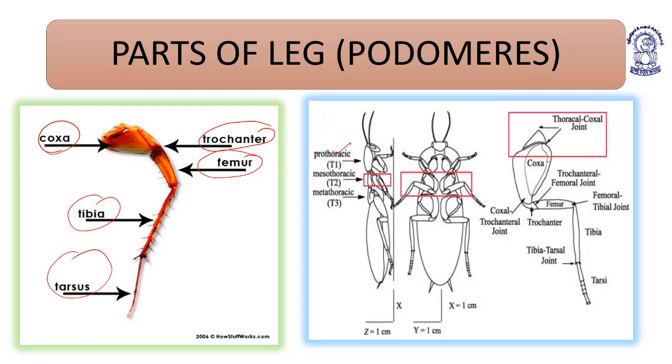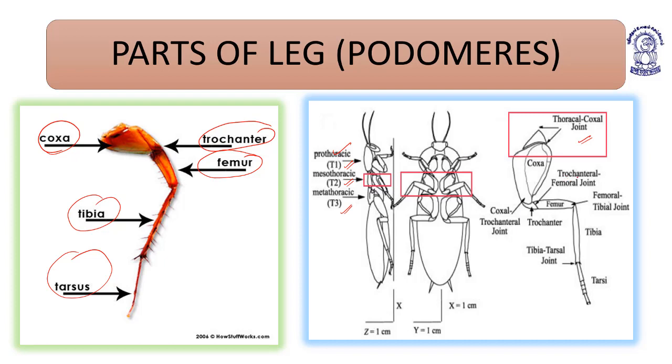Prothoracic T1, mesothoracic T2, and metathoracic T3 thoracic segments. Then the thoracal coxal joint, which is between the coxal part and the thoracic part. So these appendages or the leg is jointed with the thoracal coxal joint, which is between coxa and thorax.